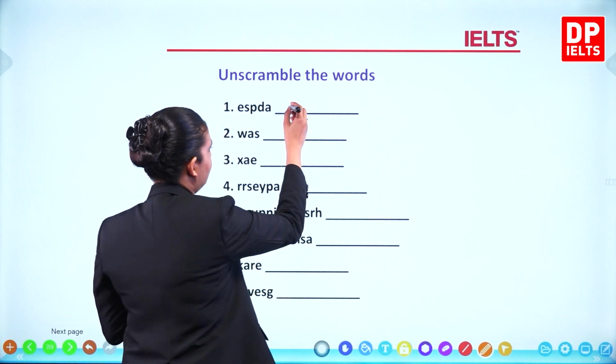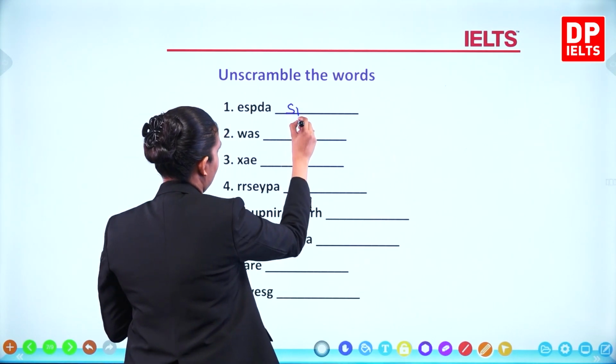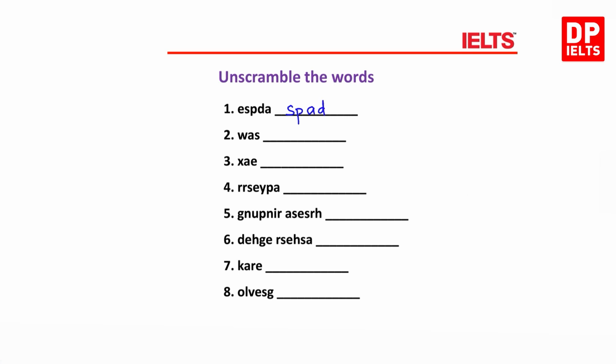The first one is spade. S-P-A-D-E. Next one, saw. S-A-W. Next one is axe. A-X-E. Next one is a spray, or we call it even a sprayer. Both words are correct.